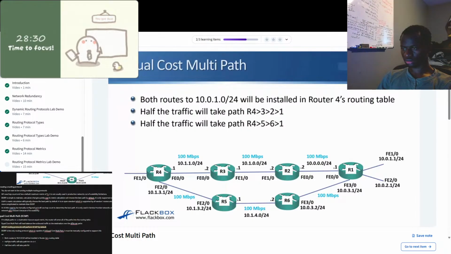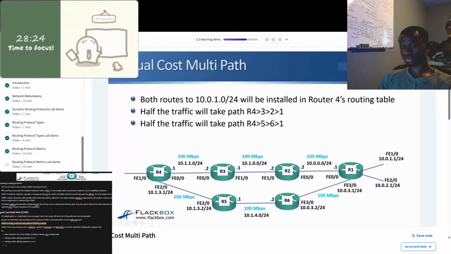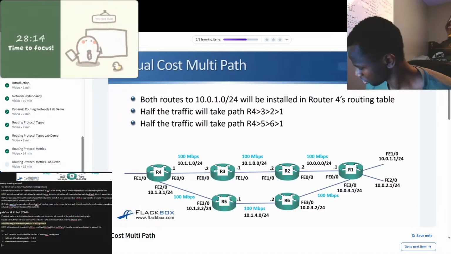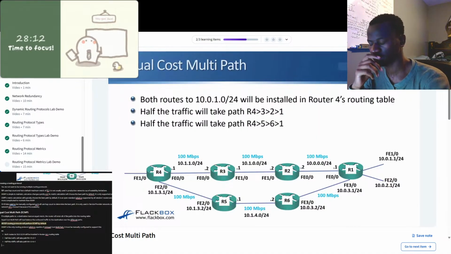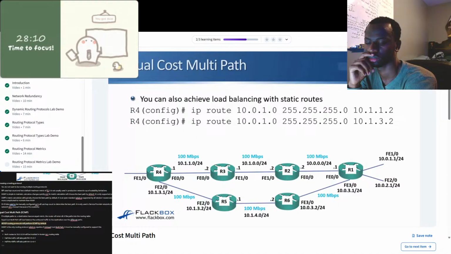So in that case, R4 will install two routes into the routing table for the 10.0.1 network. The same will happen for the 10.0.2 network in this example as well. Half the traffic will take path R4 to R3 to R2 to R1, and the other half will take the path R4 to R5 to R6 to R1.